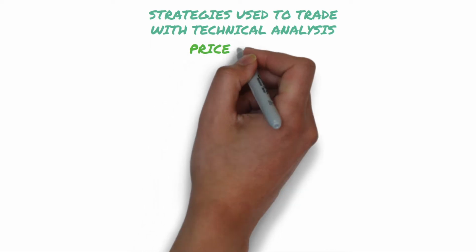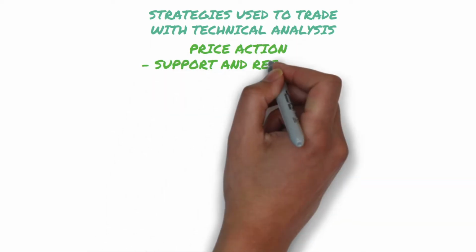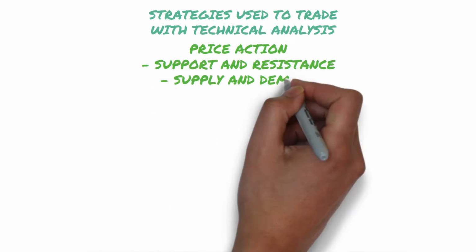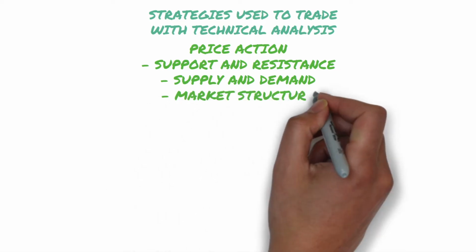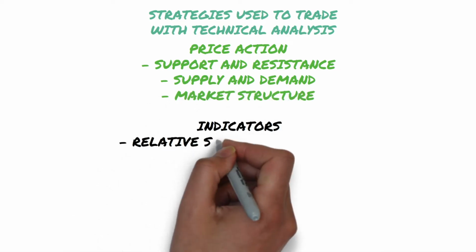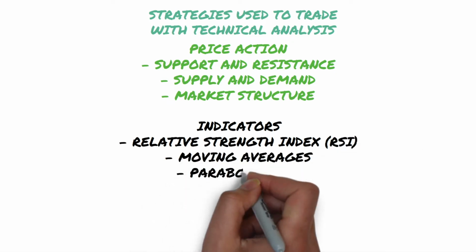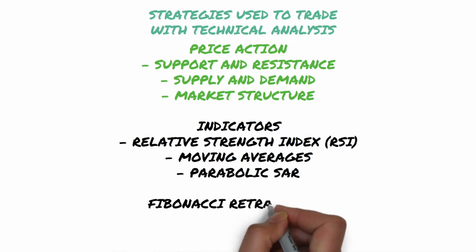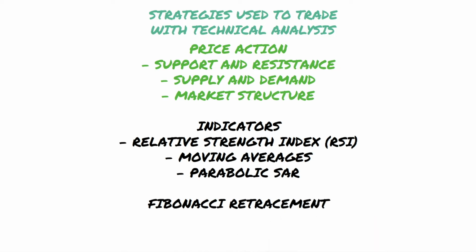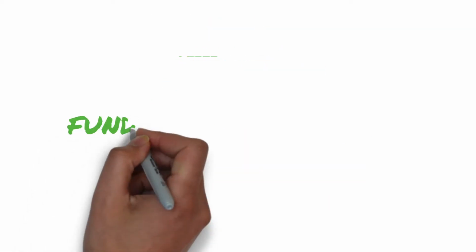First is price action, which is also the core of technical analysis. This includes support resistance, supply demand, and market structure. Then you have indicators such as RSI or Relative Strength Index, moving averages, parabolic SAR, and more. And I'm sure you've heard of Fibonacci retracement. For the sake of simplicity, we're only going to focus on price action in this series. Now let's move over to fundamental analysis.